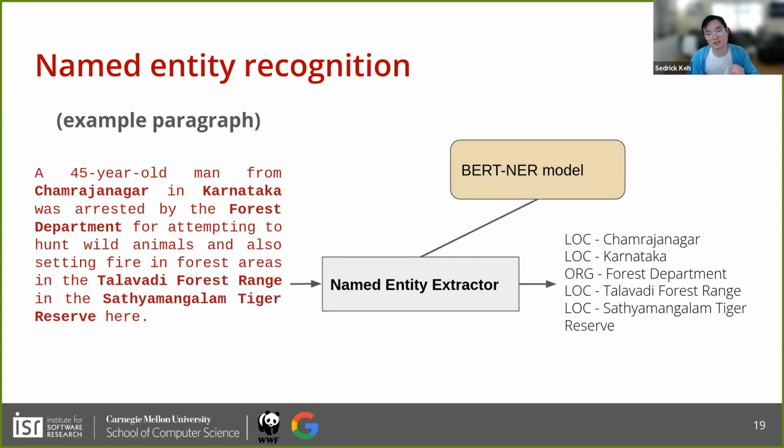Next, for each relevant article, we also identified the named entities using a BERT-based NER model. Also here we see some examples, and not only are we able to identify the named entities, we're also able to identify whether it's a location, an organization, a person, and so on.